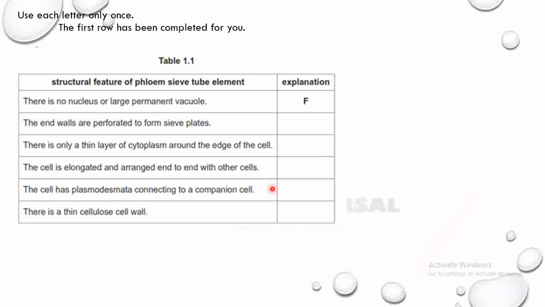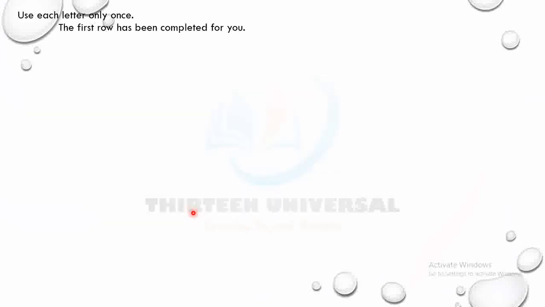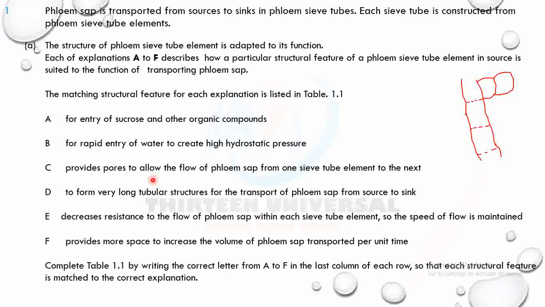And of course there is a thin cellulose cell wall. You see this is loaded from here to here. Why do we have a thin cellulose cell wall? Of course, for rapid entry of water to create high hydrostatic pressure. Once sucrose is loaded from the companion cell into the sieve tube element, it lowers water potential and then water moves in from neighboring cells to increase hydrostatic pressure.